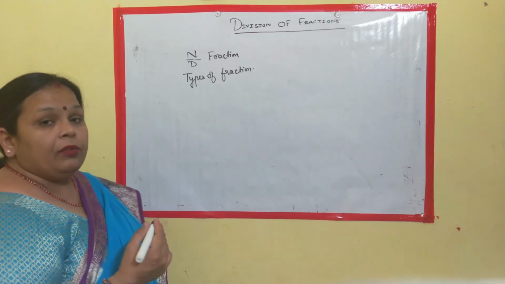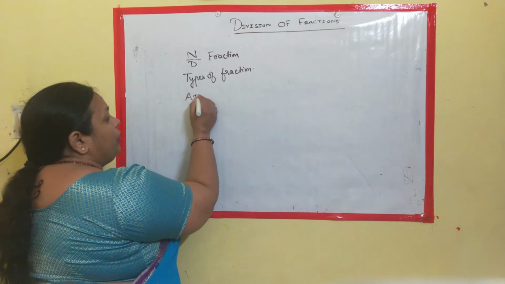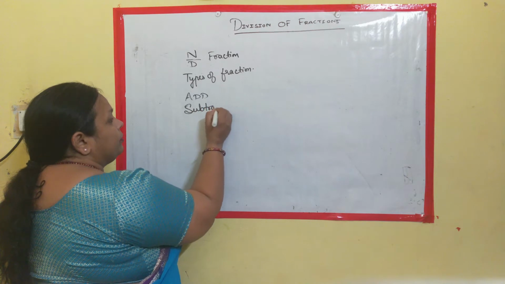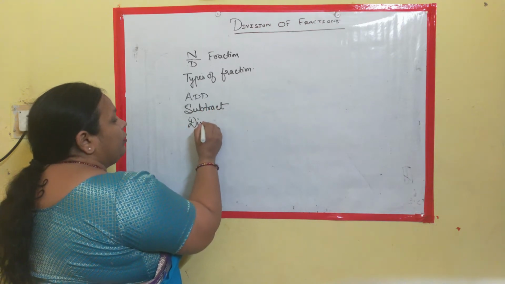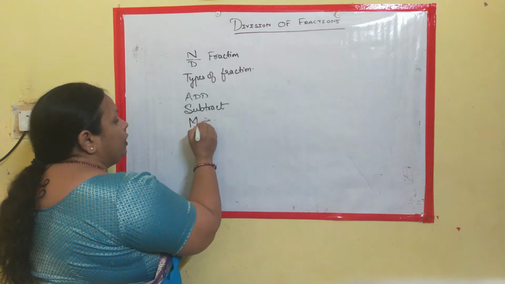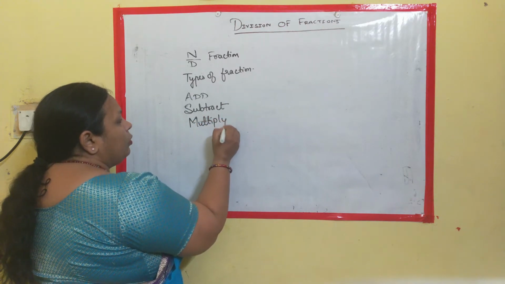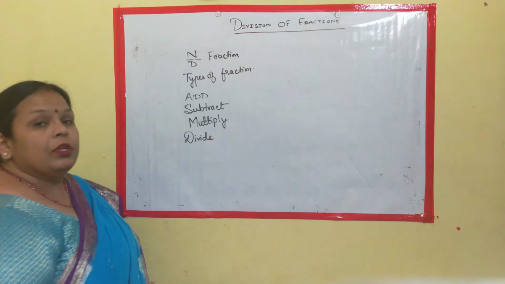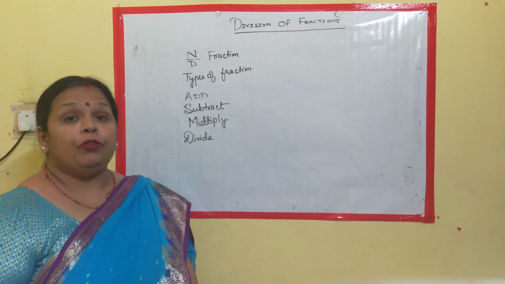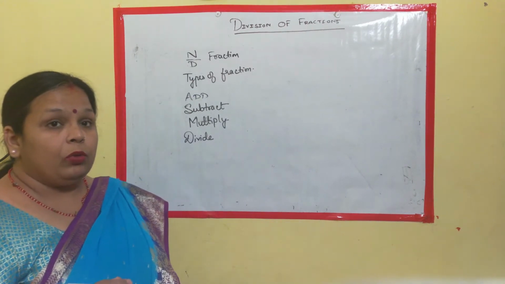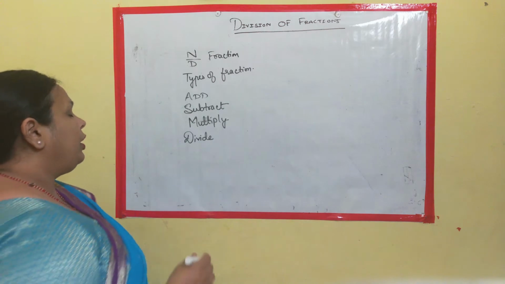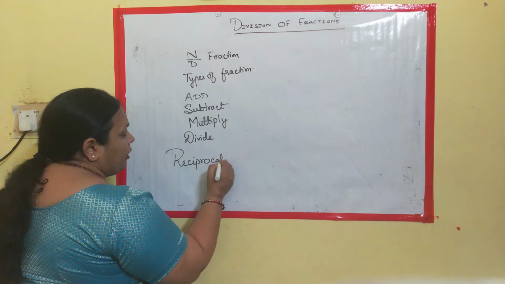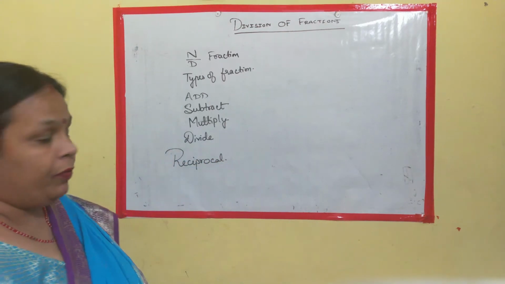More than that, we have seen how to add two fractions, how to subtract two fractions, and how to multiply two fractions. Now today we are going to see how we can divide two fractions. Clear? Before going to division of fractions, we would like to go through an important point called reciprocal. Clear? Now what is the reciprocal of a fraction?